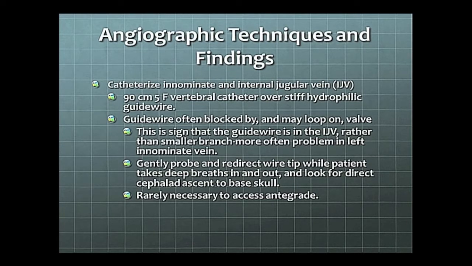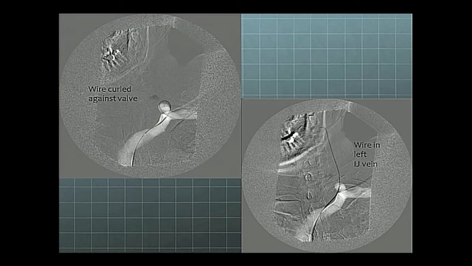I'll show you a few specific instances where this doesn't work. Let me just show you some of the issues here. The problem really, in most cases, is getting through the valve. You're going the wrong way up the valve, and generally what I find very helpful is to have the patient take slow, deep breaths in and out, and that will often get the valve open and allow you to pop through.